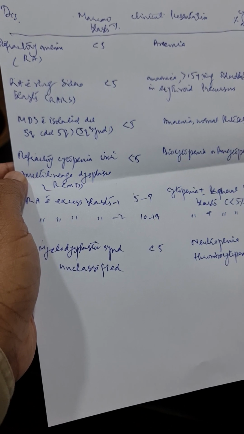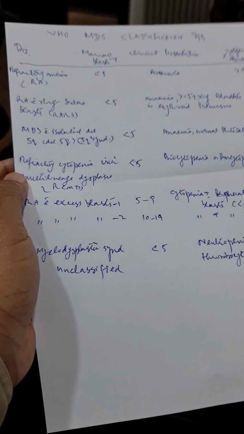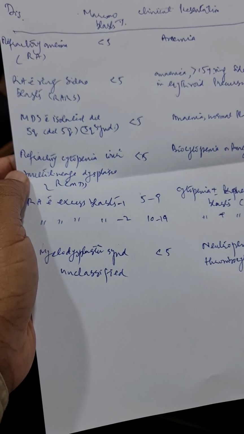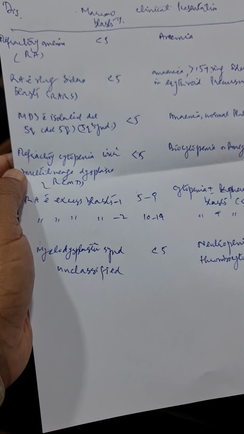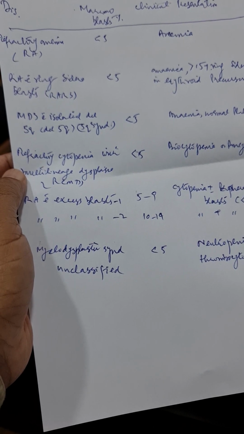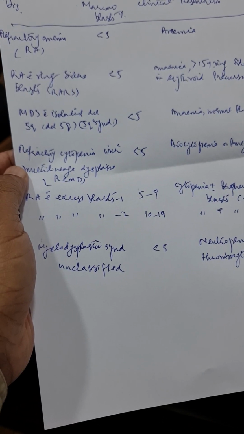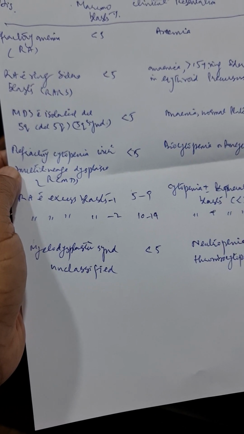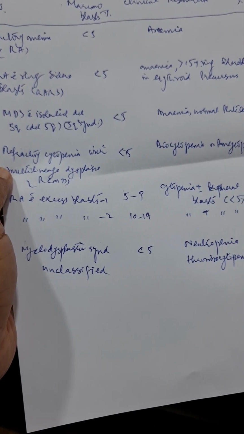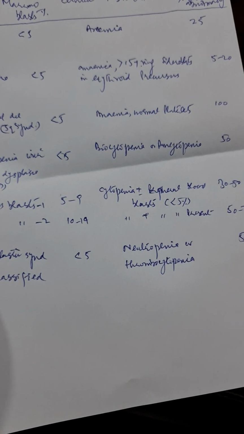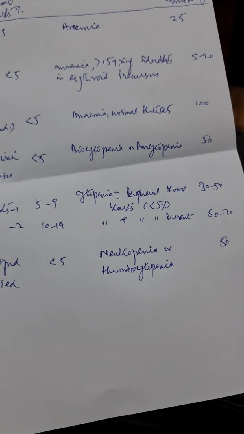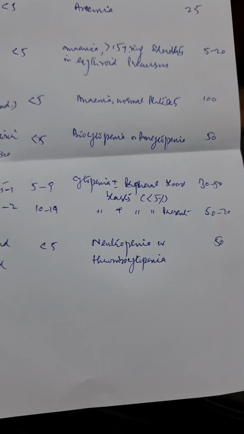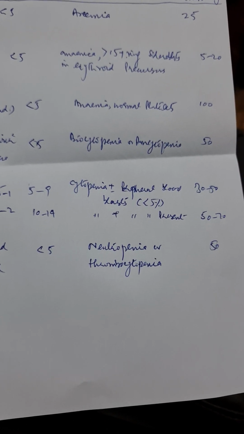Next is refractory anemia with multilineage dysplasia. Refractory cytopenia with multilineage dysplasia, RCMD, marrow blasts are less than 5%. Clinical presentation is bicytopenia or pancytopenia. Cytogenetic abnormality is 50%.